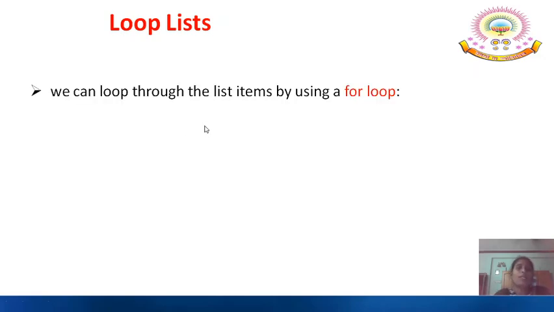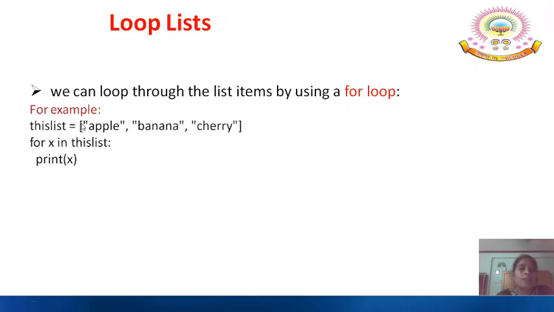Now see the loops in the list. We can loop through the list of items using a for loop. So in this example, the list contains the items apple, banana and cherry. Here you are taking a variable x, which is an iterative variable over this list. So when you are printing x, first time x will be at the 0th location, that is apple. Next time x will be the first location, then the second location. So it is printing apple, banana and cherry.